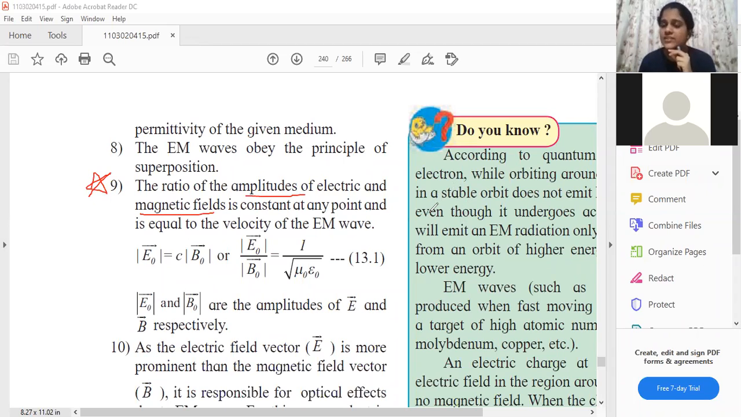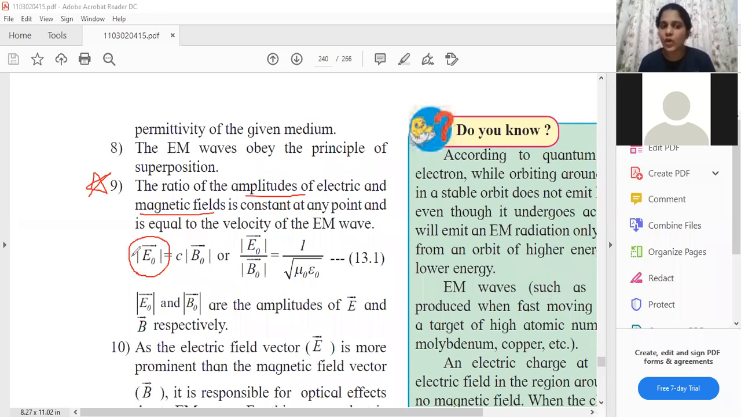See students, the first thing is that EM waves are made up of both electric field and magnetic field. We have seen it in the waveform as well. So here, what is the amplitude of electric field? It is denoted like this: E vector indicates the electric field, and the mod indicates the modulus. I hope you all know this modulus thing. So that mod is indicating amplitude.